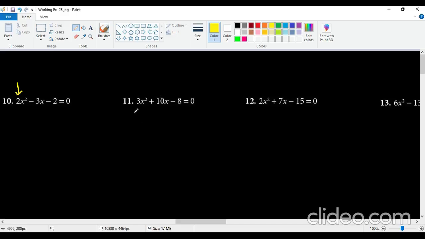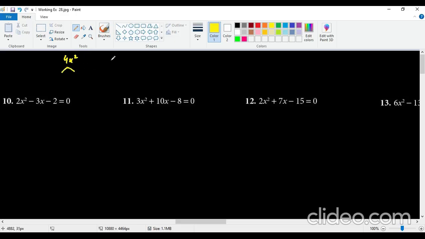We are going to multiply the extremes. In question number 10, we multiply 2 times 2. And for question number 11, we are multiplying 8 times 3 to get the factors of 24. And in question number 10, it's going to be 2 times 2 is a 4. So 4x square, we break in such a way to give us minus 3.